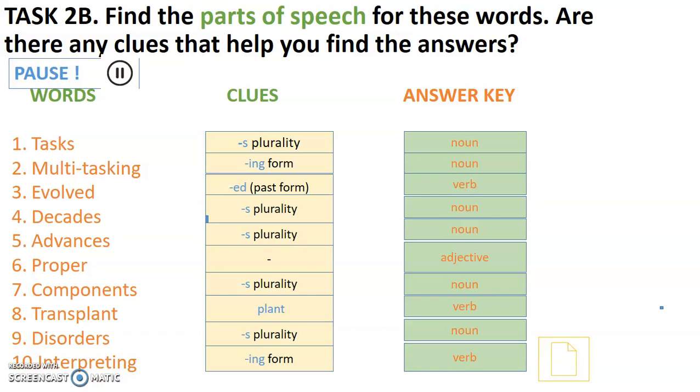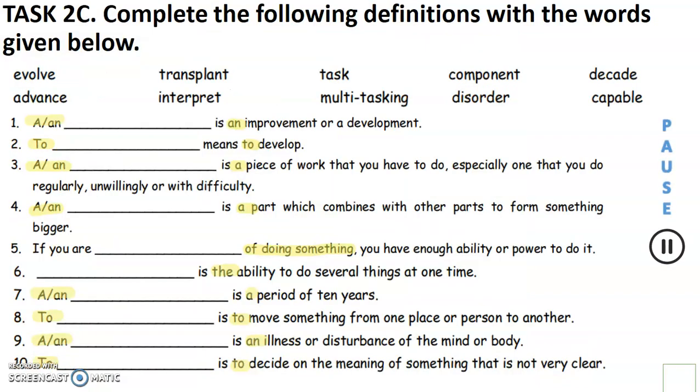So what's interesting for me here is the sixth word, which is proper. There is no clue for that because we don't see any plurality, we don't see any ed kind of suffix, any kind of suffix. We don't see that, right? So we just need to know the word sometimes. There's no other way. Good to know that, right? And let's continue with the next bit right now.